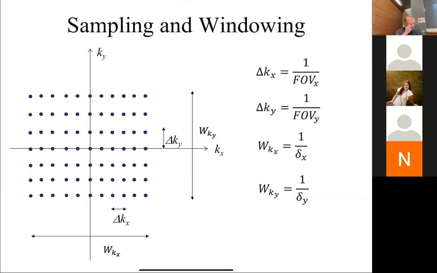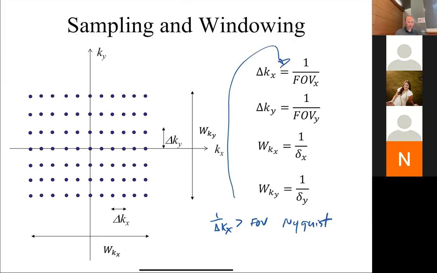I think everyone did pretty well on the pre-lecture quiz, but just remember where these equations came from. For example, for delta kx, I want 1 over delta kx to be greater than the field of view. This is the Nyquist criterion. And essentially for our design equations, we just set this to equality.